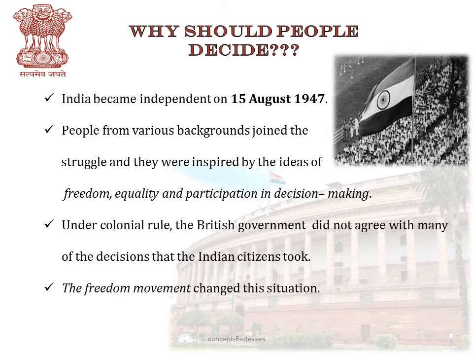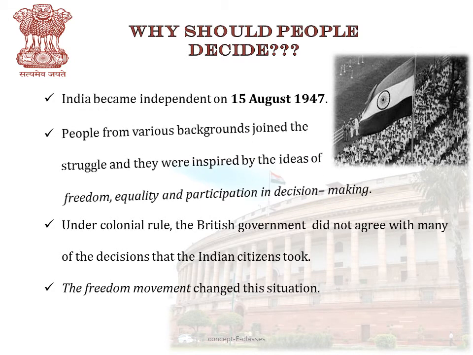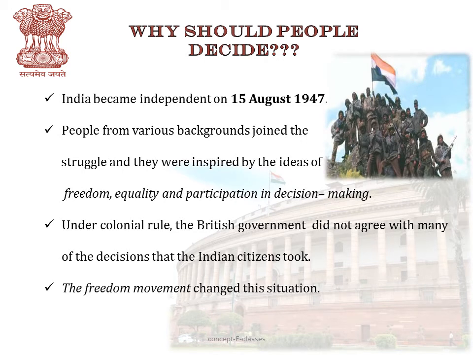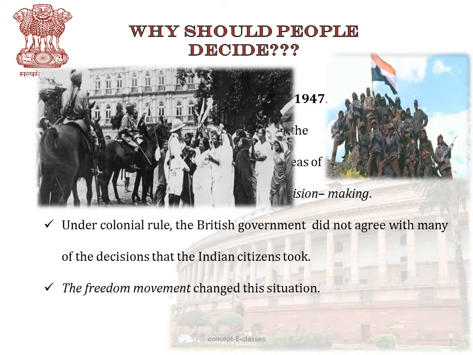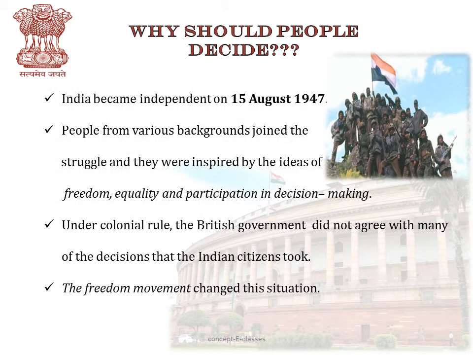Now, why should people choose a government, or why should people decide? Let's see. India became independent on 15th August 1947, and we know that it was a long and difficult struggle in which many sections of society participated. People from various backgrounds joined the struggle, and they were inspired by the ideas of freedom, equality, and participation in the decision-making process. Under the colonial rule, the British government did not agree with many decisions that the Indian citizens took. And even if the Indian citizens tried to criticize the decision, they would get severe punishment.